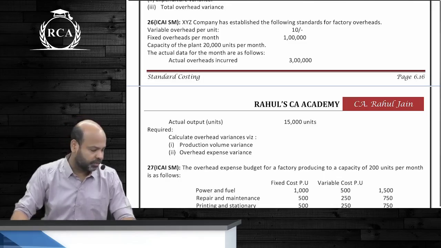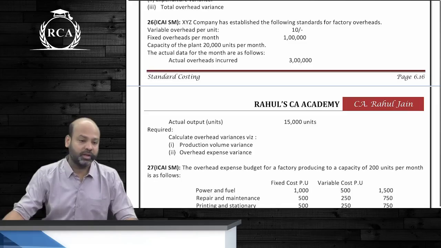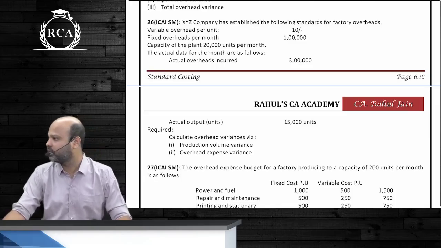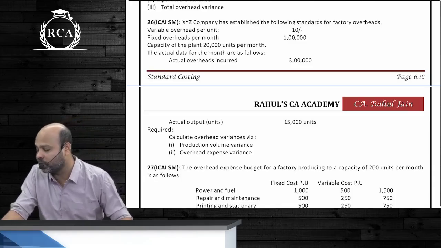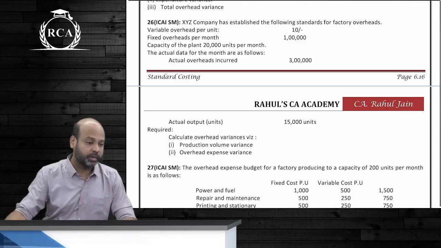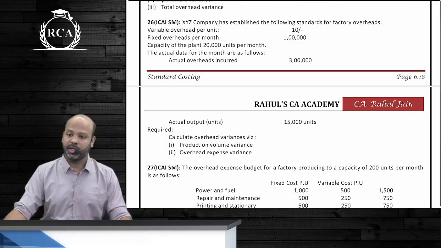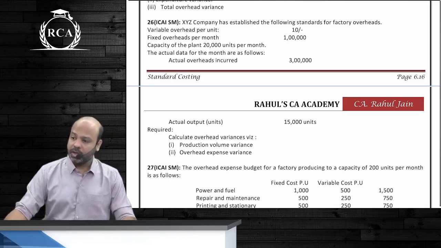Actual output is 15,000 units, but our recovery rate is 5 rupees per unit. What do you think will be the amount of overheads absorbed? 75,000. Overheads absorbed are 75,000. Overheads budgeted, guys, were 1 lakh. What will be the under recovery due to volume? That's the answer to the first bit. Production volume variance is 25,000 adverse. So on my cancel I am at 25,000 adverse. Yes or no, guys? Now the second part.